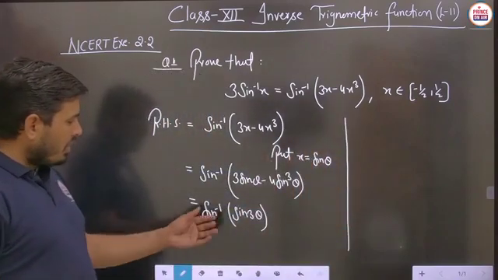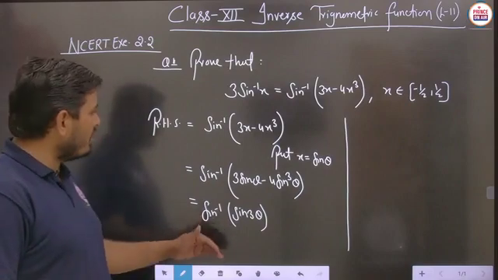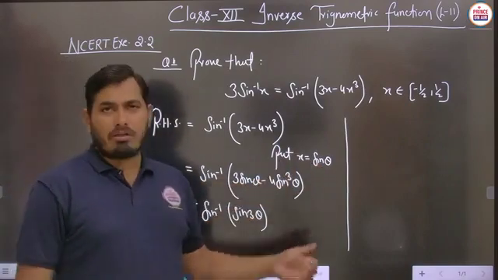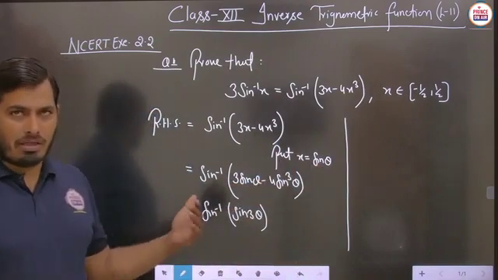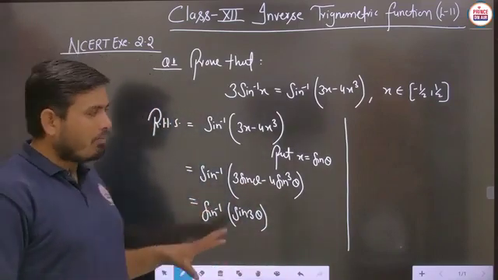Some students directly say that this will be cancelled out and the answer will be 3 theta. After that, theta is taken from here as sin inverse x, and you just say the answer will be 3 sin inverse x, and hence proved. But students, this is an incomplete solution.